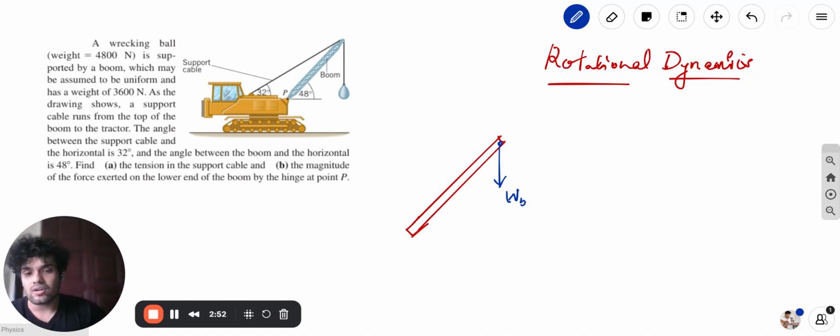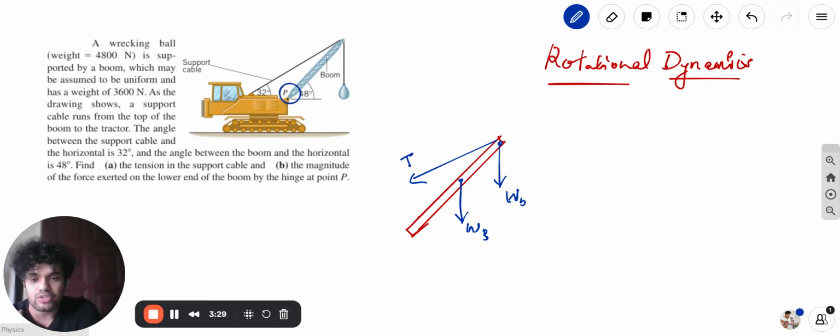Now, what else is acting on it? There's a tension. Which way is the tension acting? The tension is acting this way, at an angle of 32 degrees. This is our tension T. What else is there? There is the weight of the boom itself, because the boom has weight, and that weight is going straight down. Oops, I've written weight of the wrecking ball over here, so let's call it W capital B. And then we have our hinge forces, which act at this point P.